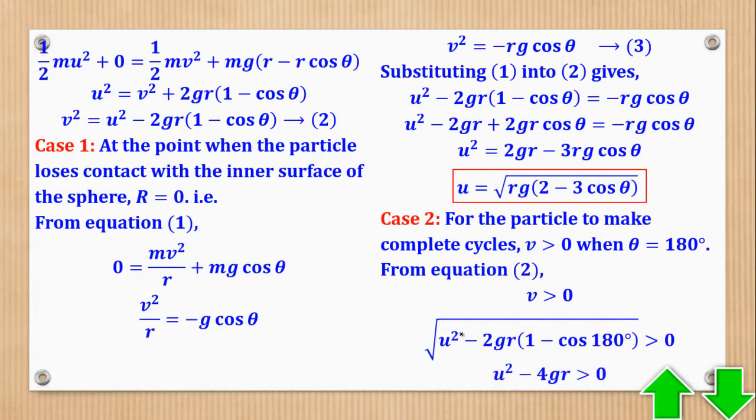Square both sides and collect like terms, you realize that this gives you this, because cos 180 is -1. So 1 plus 1 is 2. 2 times this gives you 4. Then you'll make U the subject, and that will be the condition for complete cycle.